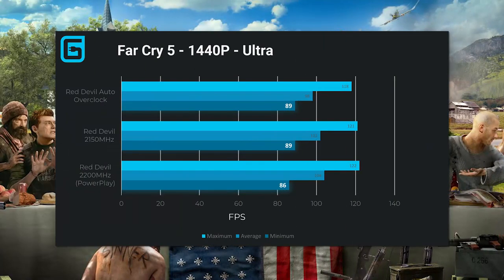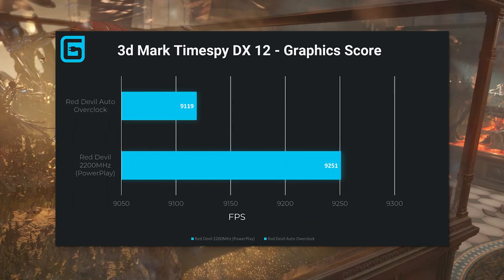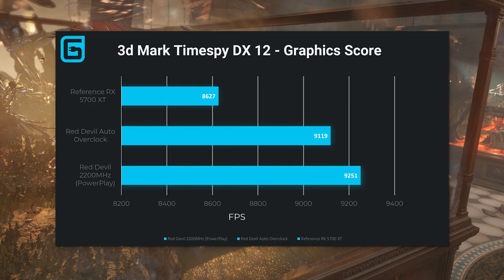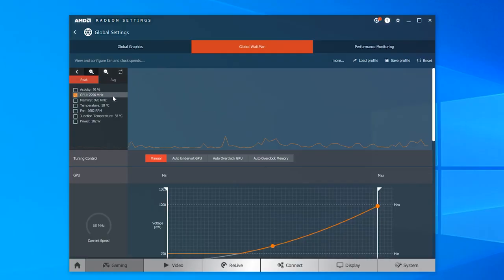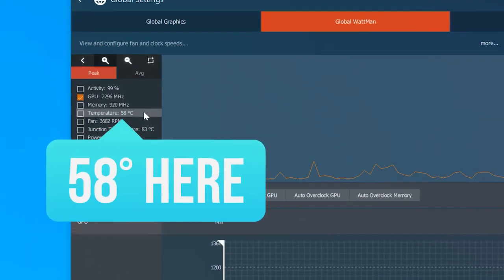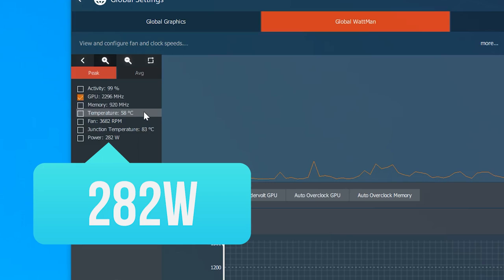Either way, at around 2100MHz, there was a couple FPS difference in most games. 3D Mark's Time Spy graphics score went up to 9251, which isn't even 2% higher than the auto overclock score, but there is a pretty big difference when comparing scores to the reference 5700XT. The biggest jump in performance was probably the average FPS in F1 2018, which got over 9% more frames than the auto overclock. What's wild is that it did all this while staying around 65 degrees, though it did get pretty power hungry with a maximum power draw of 282 watts.